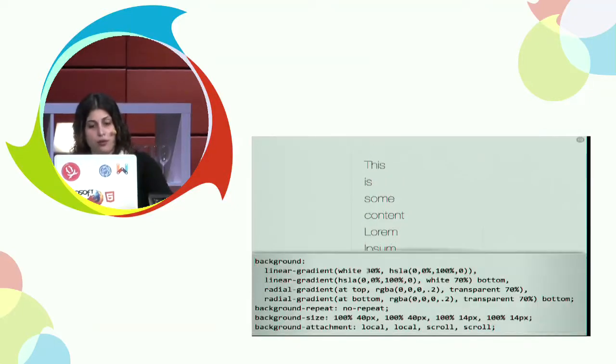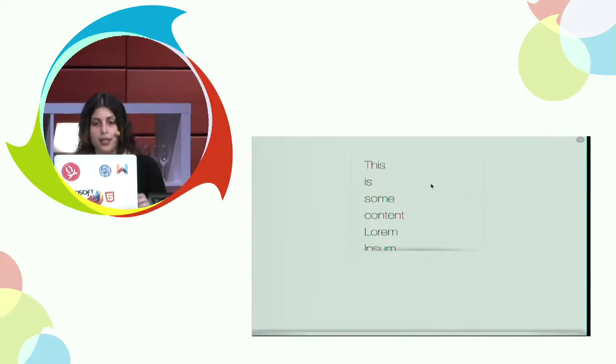And this is how the finished code would look. We would have 4 gradients instead of 2, and we would have 4 background size values and 4 background attachment values. But it's basically the same logic, and we basically have the same effect, just with CSS.